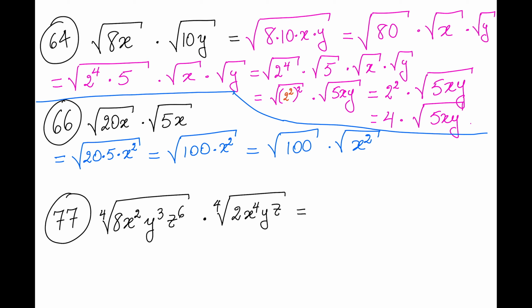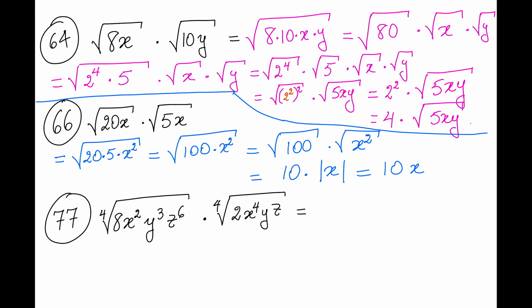Okay. And the square root of 100 is 10. And the square root of x squared is the absolute value of x, right? And in 66, they said all variables are positive. Am I correct? Let me just read it one more time. Yeah, all variables are supposed to be positive. So we can write that this is equal to 10x.